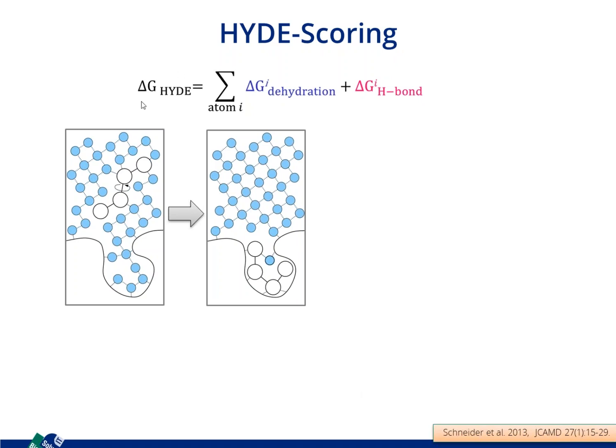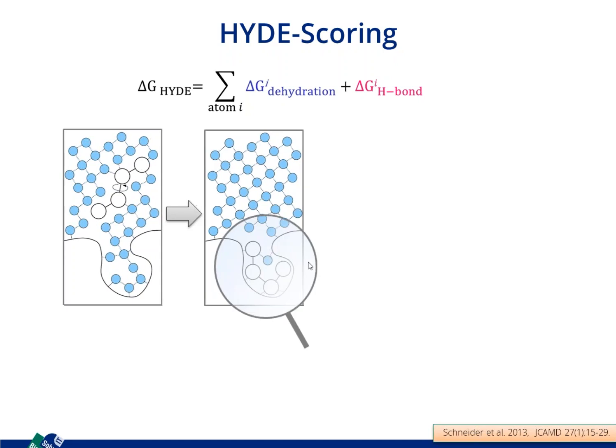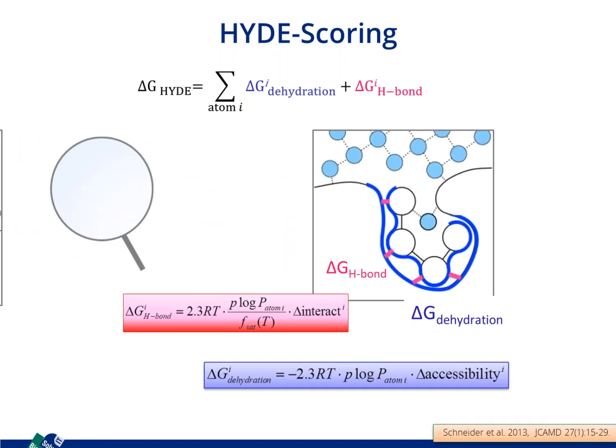So the delta G estimate by the HYDE function is composed of just two parts, the dehydration part and the hydrogen bonding part, and it is a sum over all atoms, and that in itself, I come back to later, is very useful when it comes to visualization. Other than that, it compares the unbound to the bound state, and looking at the bound state here in detail, again pictorially, the dehydration is a calculation of the buried versus solvent accessible surface, and the hydrogen bonding is actually the count of the additionally found hydrogen bonds in the complex.